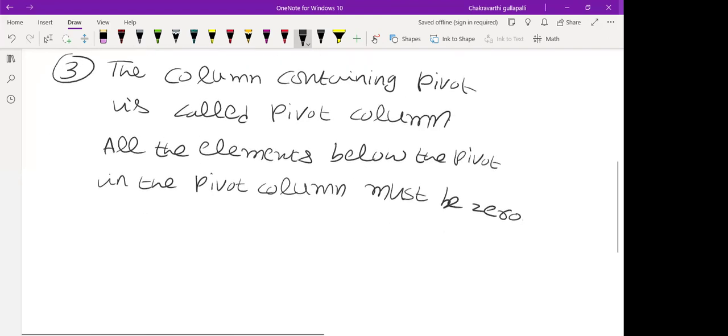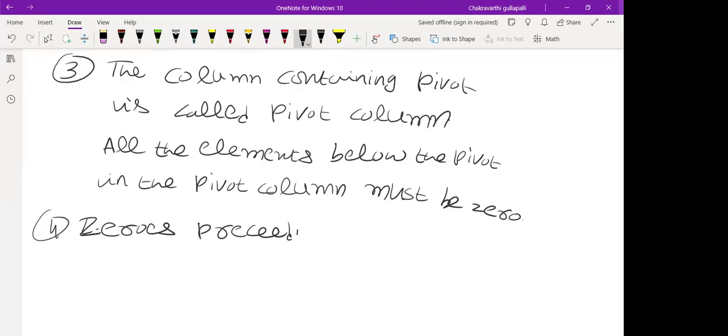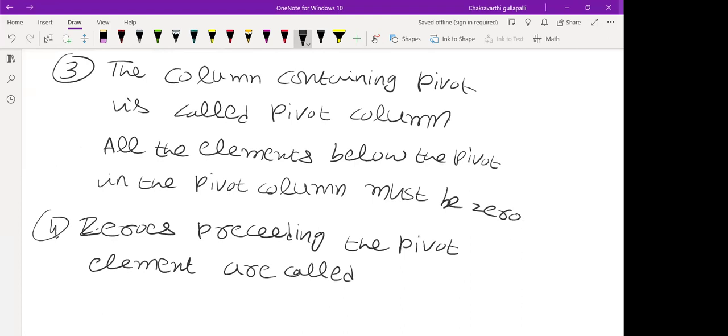After completing all this, one more condition is there: leading zeros. What are leading zeros? Zeros preceding the pivot element are called leading zeros.